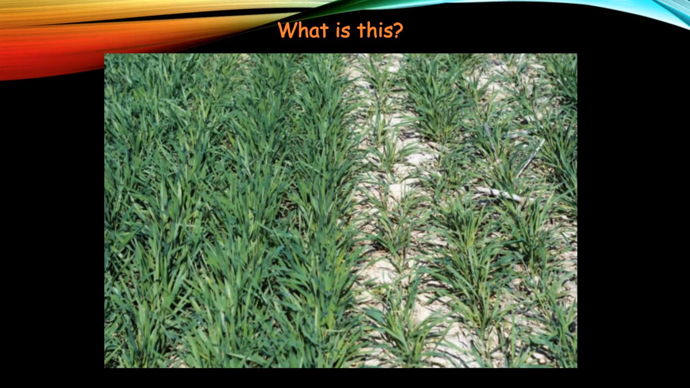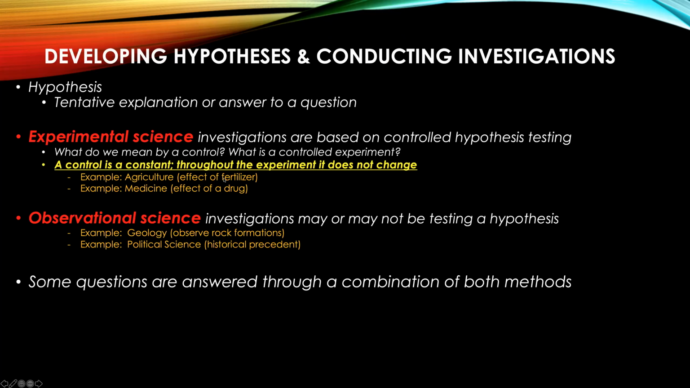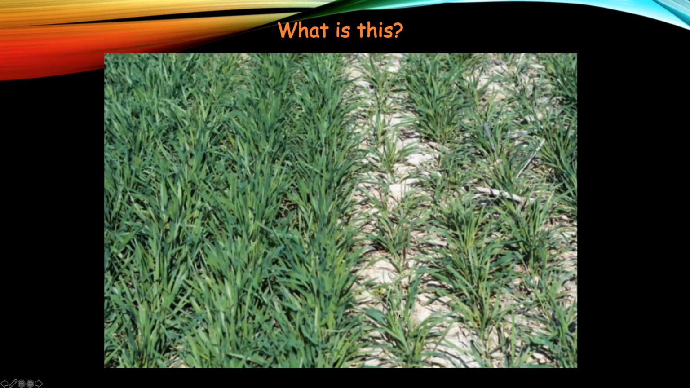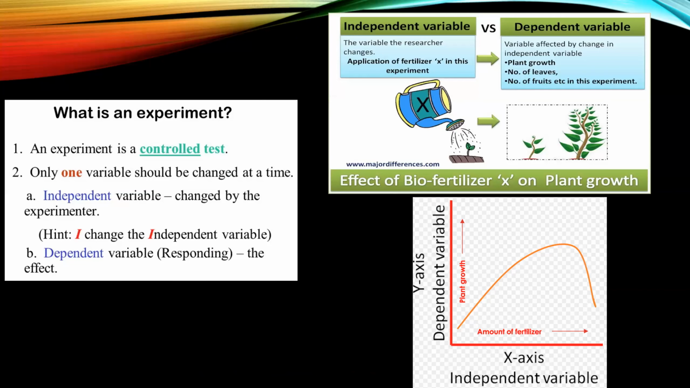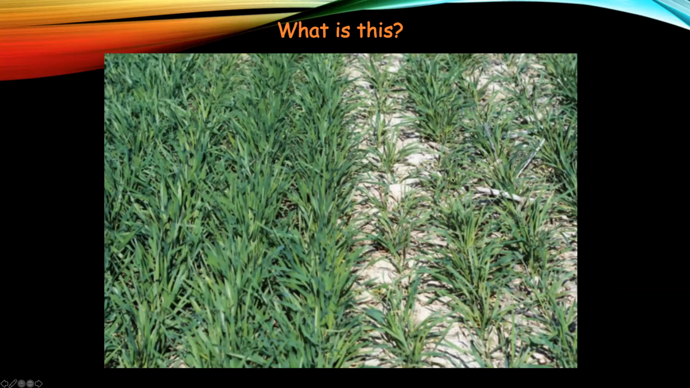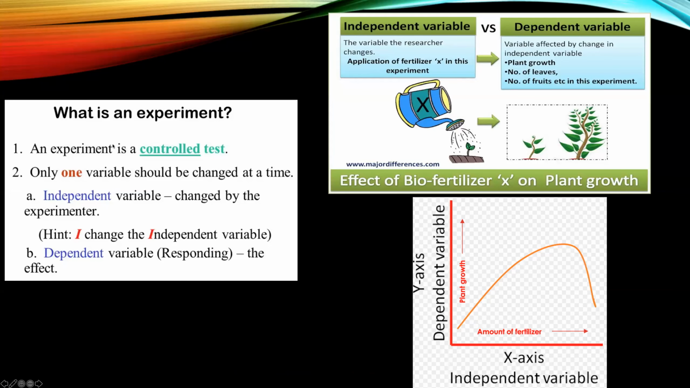Yeah, this is fertilizer versus no fertilizer. If we go back to the previous slide, example, agriculture, effect of fertilizer. The plants on the right were not fertilized, those on the left were, and you can see an obvious difference in growth. So that's an experiment. An experiment is a controlled test. In this case, the control is no fertilizer, and the treatment is fertilizer. So it's a controlled test.